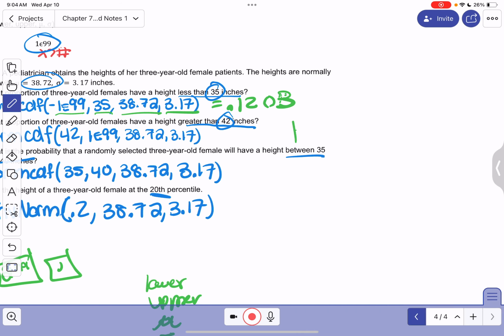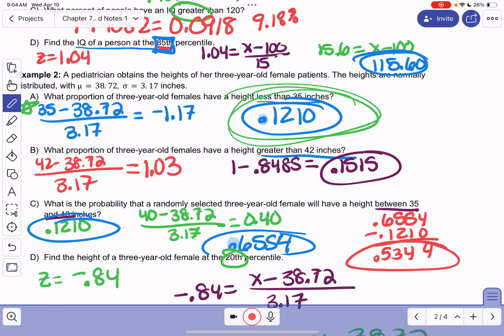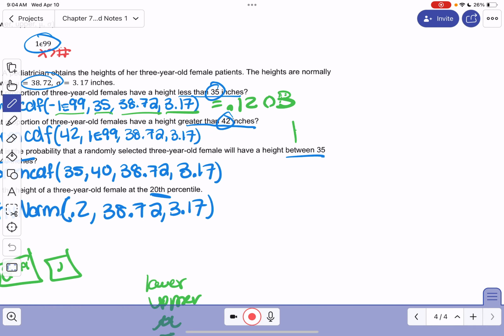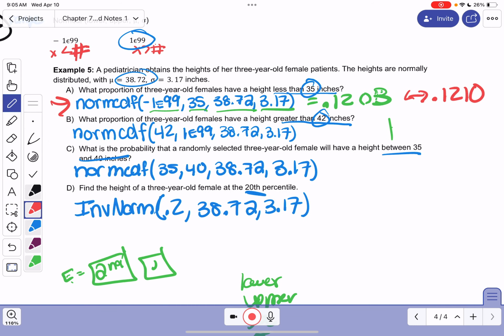So that's what the calculator gives us, 0.1203. Let's go look at number 2. What do we get? We got 0.1210. So those are pretty close. They're not exactly the same because the calculator doesn't have to round, where we round. So I'd say that's pretty close. I would take either on the test.